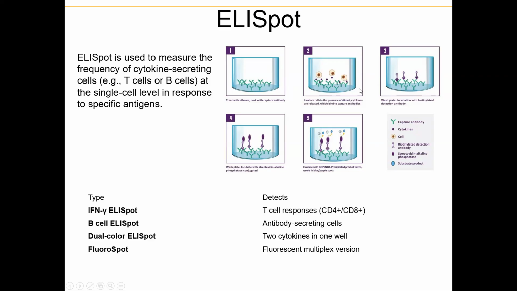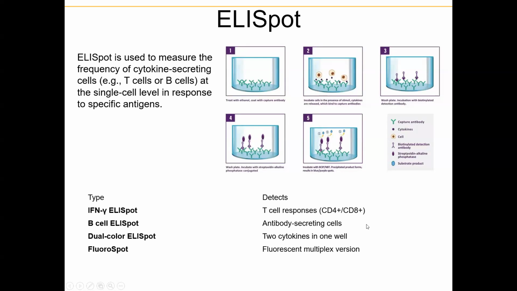This is called the capture antibody. These are the cytokines, then some cells, and the detection antibodies. Likewise, we are able to detect them, and we can see spots. That's why it's termed ELISpot. Interferon gamma ELISpot for T cell response.